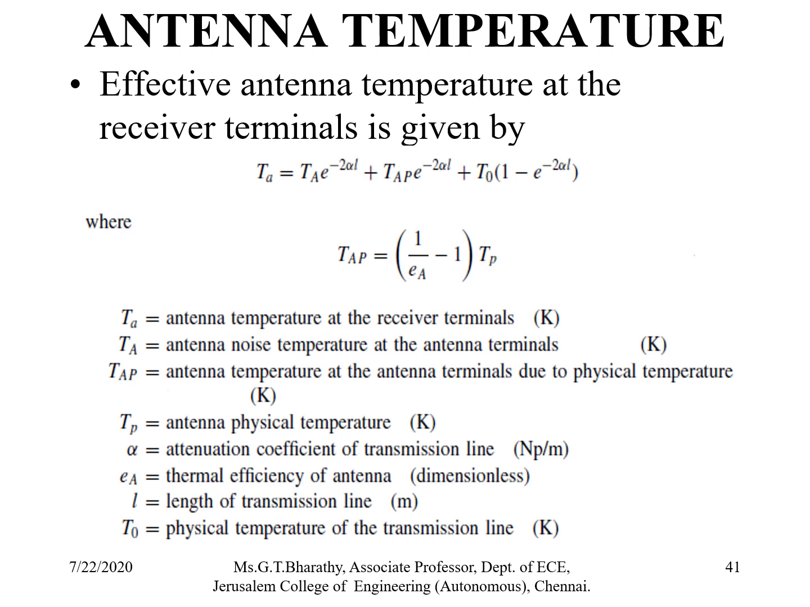TAP is the antenna temperature at the antenna terminals due to the physical temperature, in Kelvin, and T suffix small p is the antenna physical temperature represented in Kelvin. Alpha is the attenuation coefficient of the transmission line represented in Napiers per meter. EA is the thermal efficiency of the antenna, which is a dimensionless quantity. L is the length of the transmission line represented in meters. T0 is the physical temperature of the transmission line represented in Kelvin.